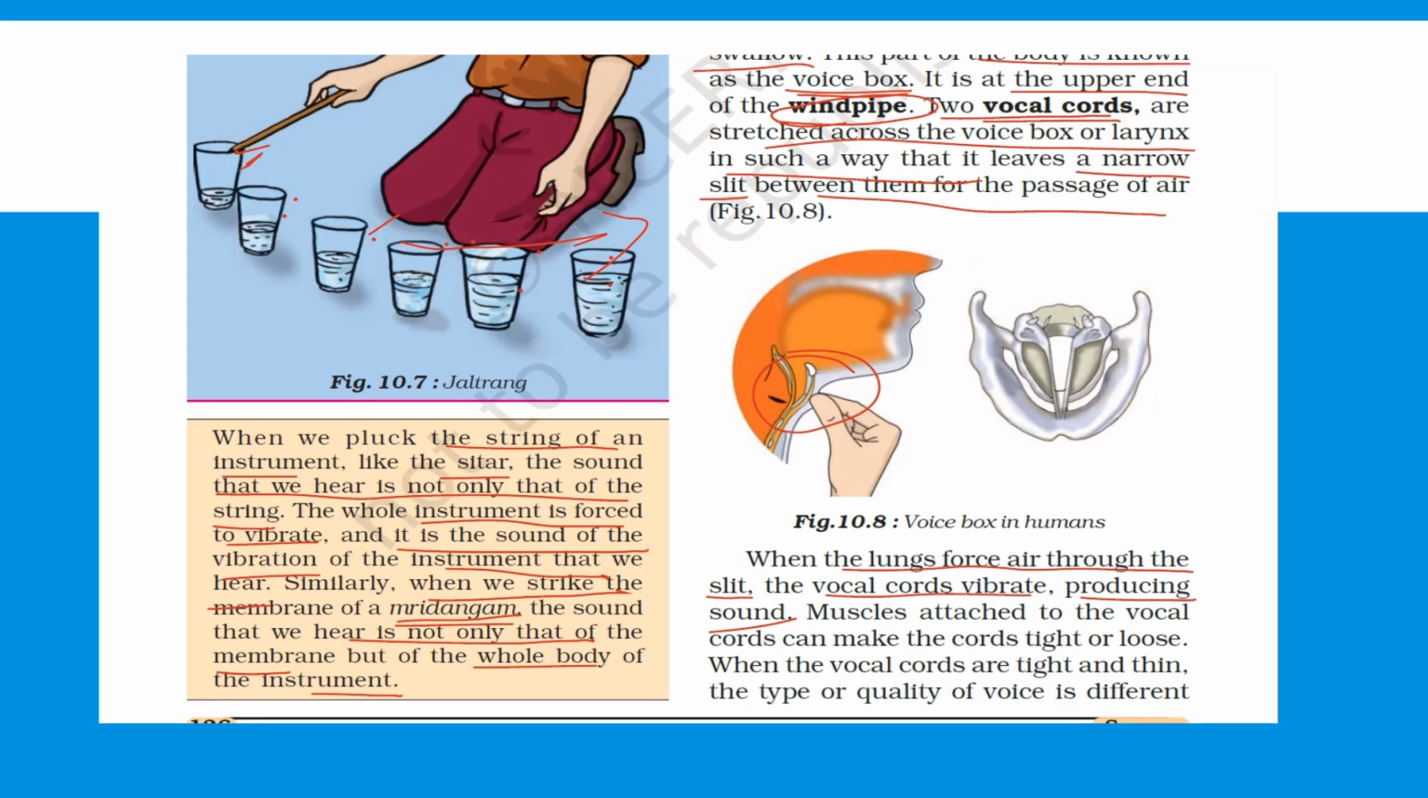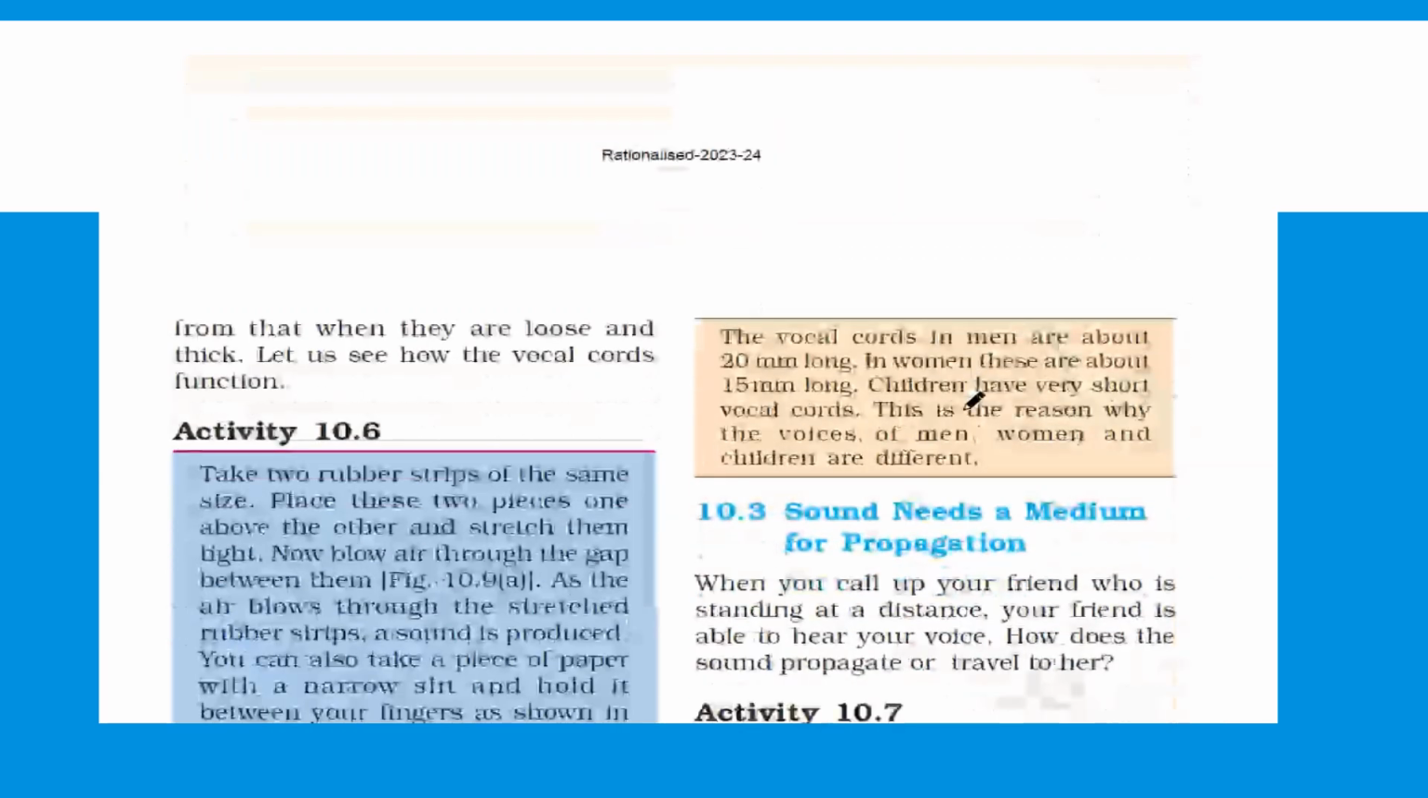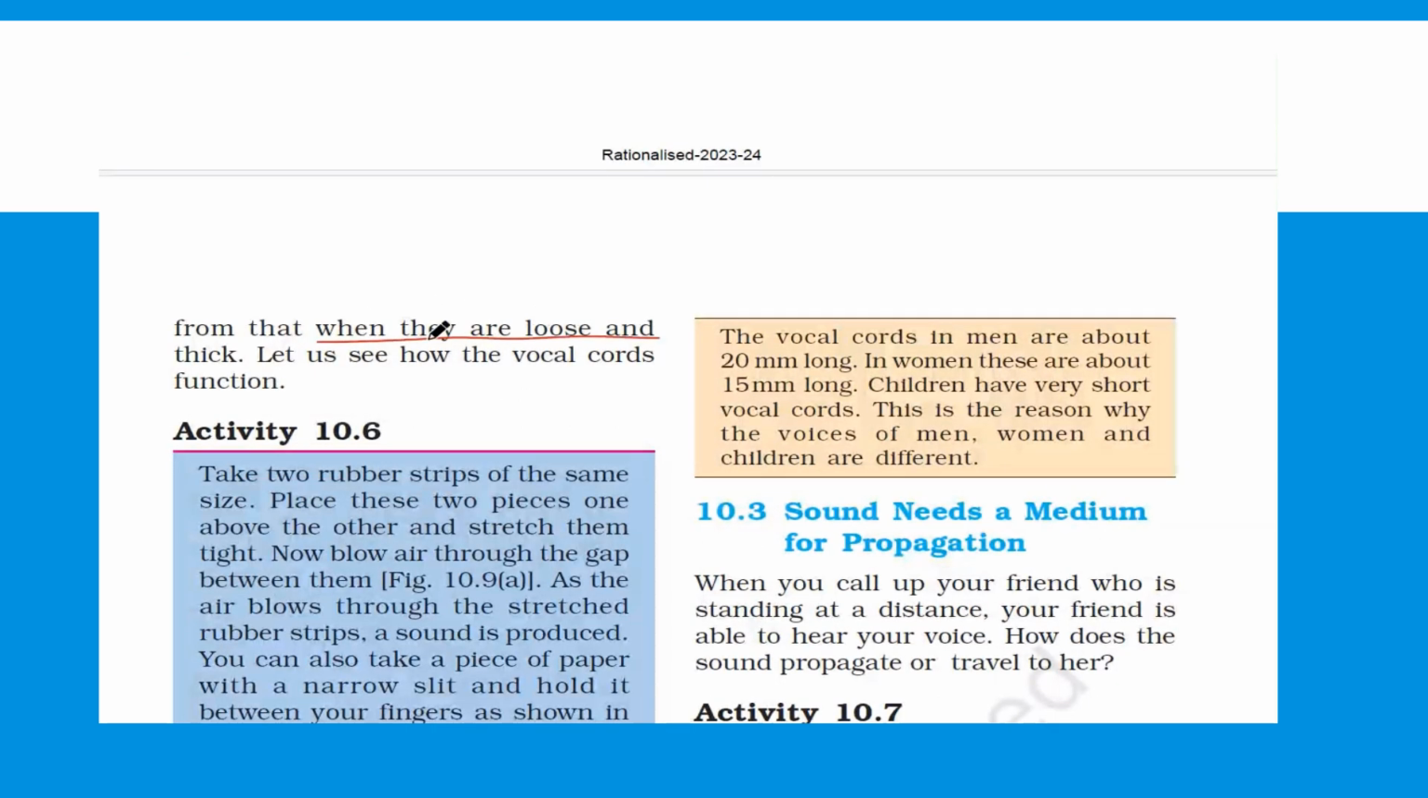Now muscles attached to the vocal cords make the cords tight or loose. So there are certain muscles attached to the vocal cords. They make the cords tight or loose, and when the vocal cords are tight and thin, the type or quality of voice is different from when they are loose and thick. So let us see in certain experiments how these vocal cords function.